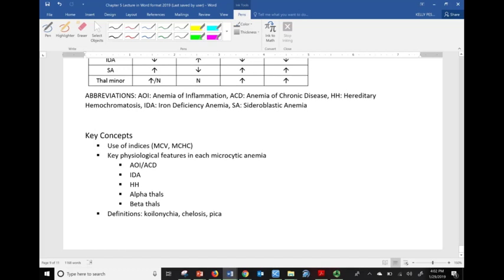So iron tests are very useful with the microcytic anemias. The doctor will do these tests if a patient comes in with anemia and they have a low MCV. So they do the CBC first, and then we'll move on from there.